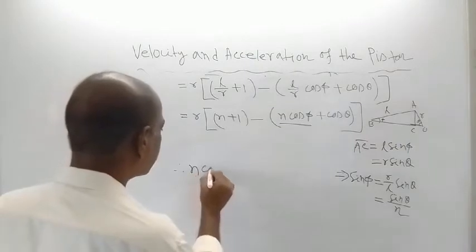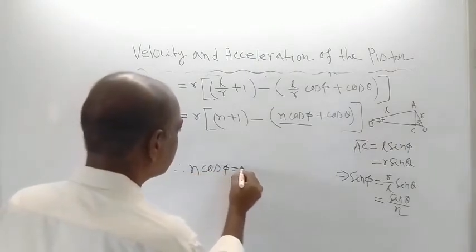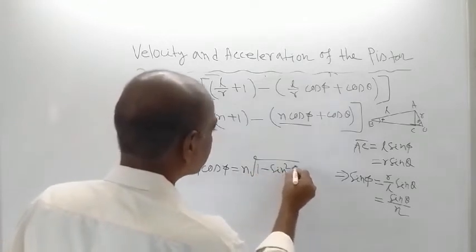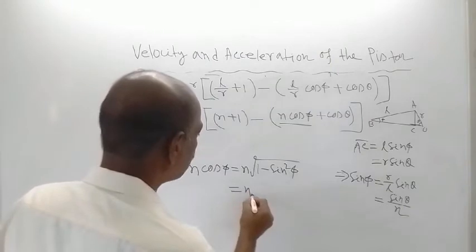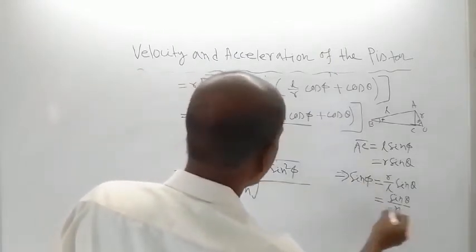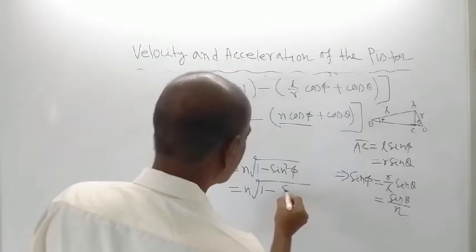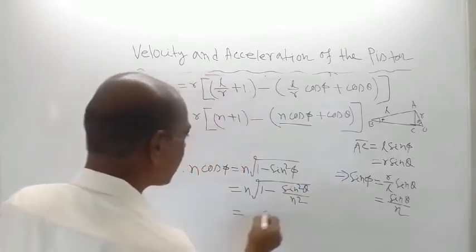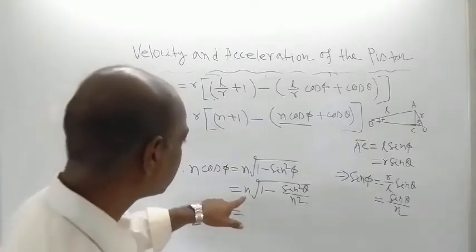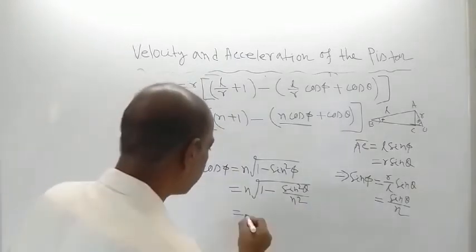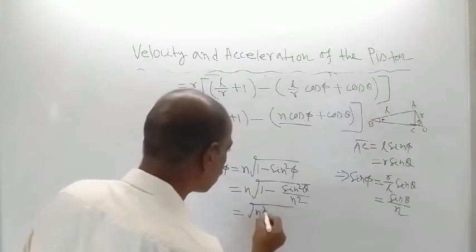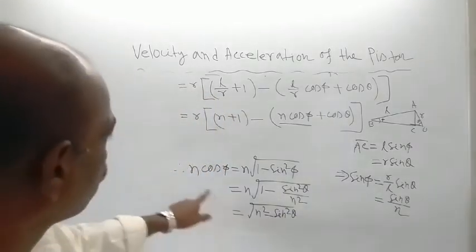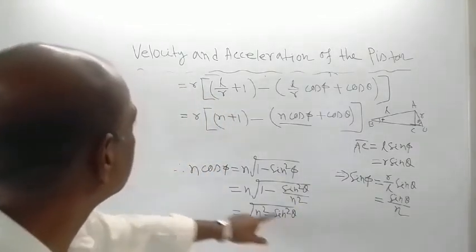So n cos phi, this is what? It is equal to n into root over of 1 minus sine square phi. So, n into root over of 1 minus sine square theta by n square. If you take this n square outside the under root sign, then this n and this n will be cancelled, and you will get only root over of n square minus sine square theta. Right. So, n cos phi is equal to this much.